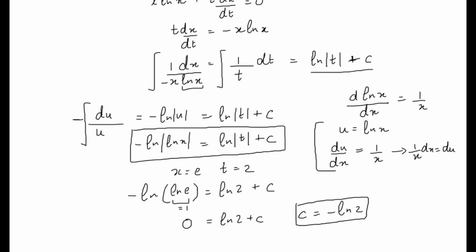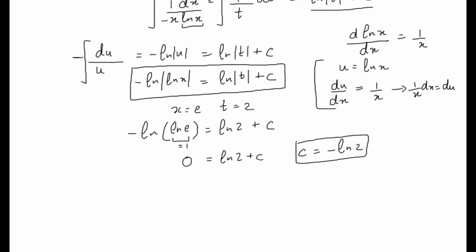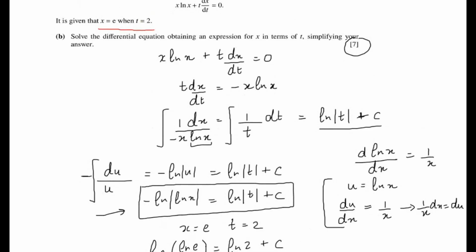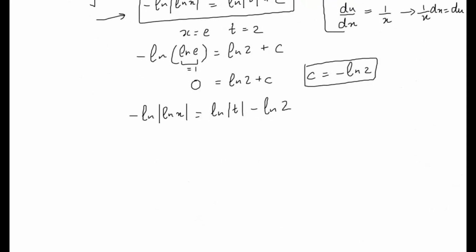I'm going to put that into the equation, so into this equation right here. So negative log x is equal to log t minus log 2, which is the value of c. And we just want to check the question again to see how we're supposed to present the answer, because they always have instructions for that. So: an expression for x in terms of t, and simplify. Right, so x has to be the subject.